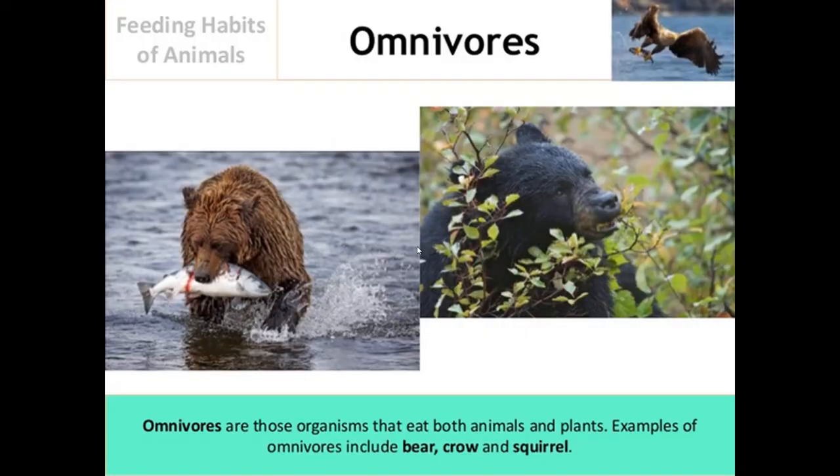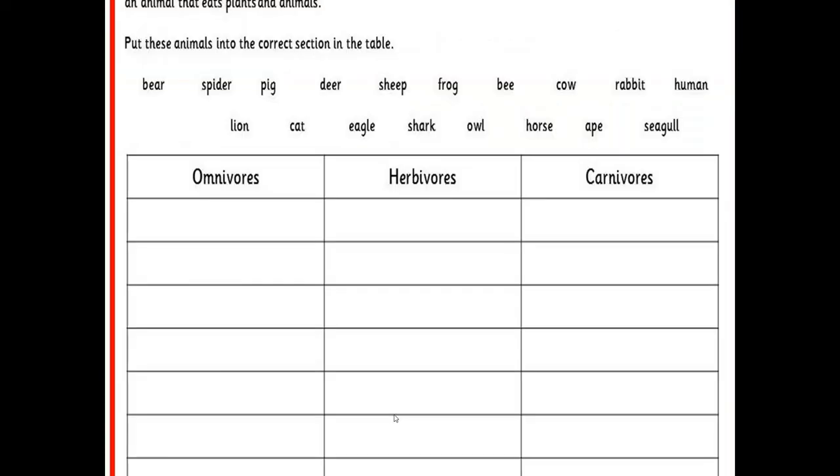Then there is one more group of animals that feed both on plants as well as animals. So here in this example you can see bear is eating fish and again bear is feeding on green plants both. So these animals are called omnivores. So omnivores are those animals or organisms that eat both animals and plants. Examples are bear, crow and squirrel.